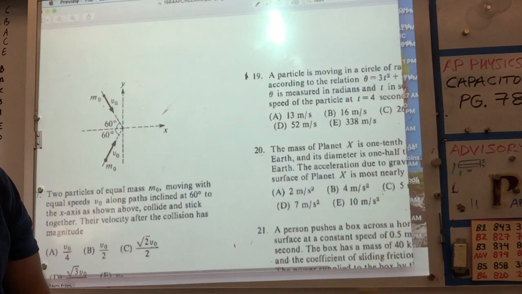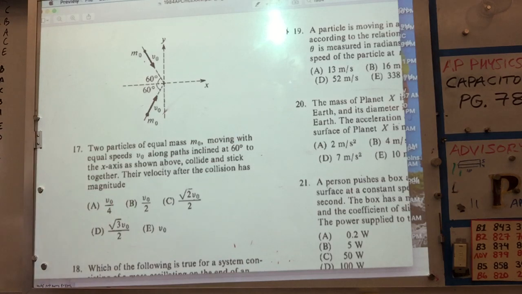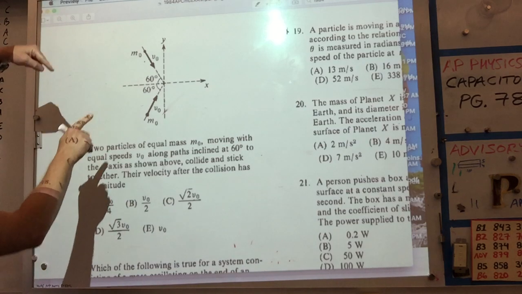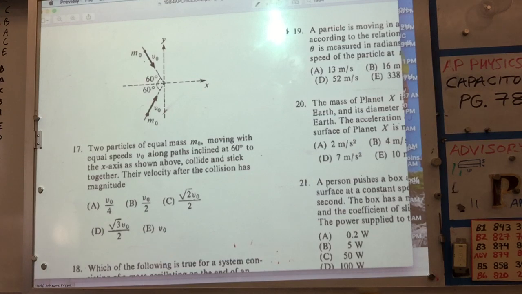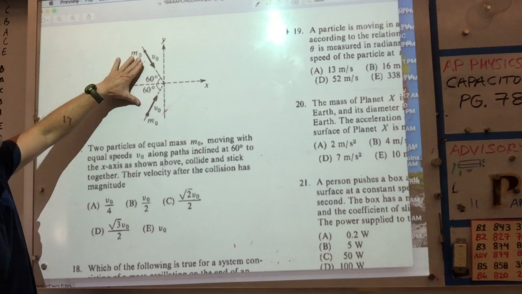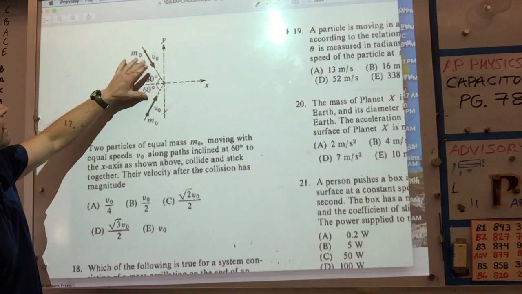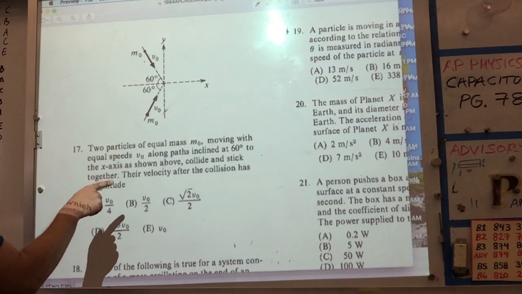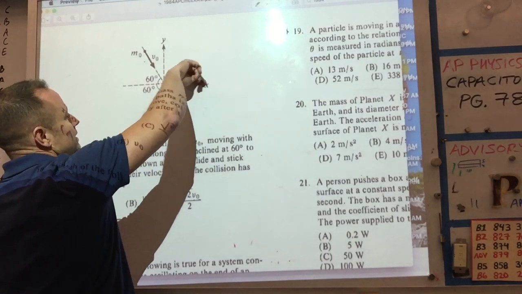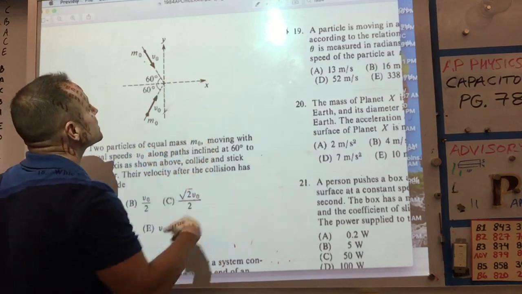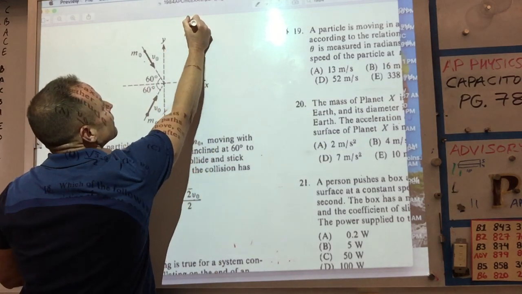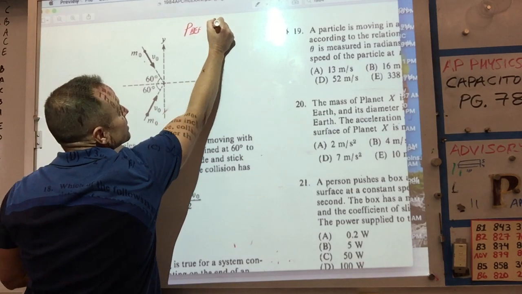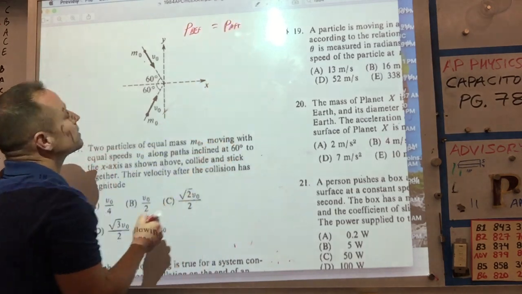All right, let's see what we got. Here we go. Two particles, equal mass, moving with equal speeds. Okay, so they're coming in like this. They collide and stick. Their velocity after the collision has what magnitude? So it looks like your vertical momenta are going to cancel, so nothing's going on vertically, and they're just going to have this horizontal motion. So you can look at the momentum before in the x direction equals the momentum after. We don't even have to worry about the y direction.